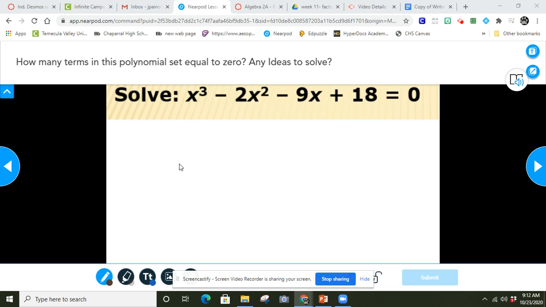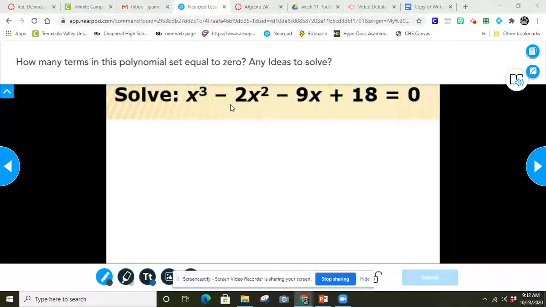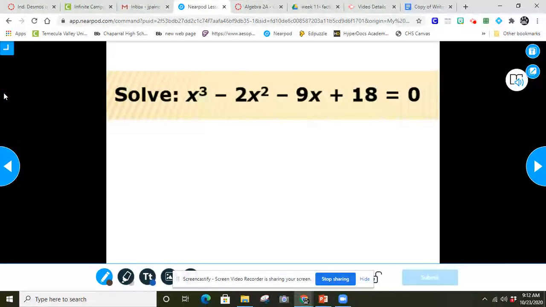Right, so now we're looking at a third-degree polynomial, but this one has four terms. How many terms in this polynomial? Okay, so there are four terms in there: a cubic term, a quadratic term, a linear term, and a constant term. So how do we solve this? This does not fit into the quadratic pattern. It does not fit the difference of cubes. All right, so this one is going to require something different.